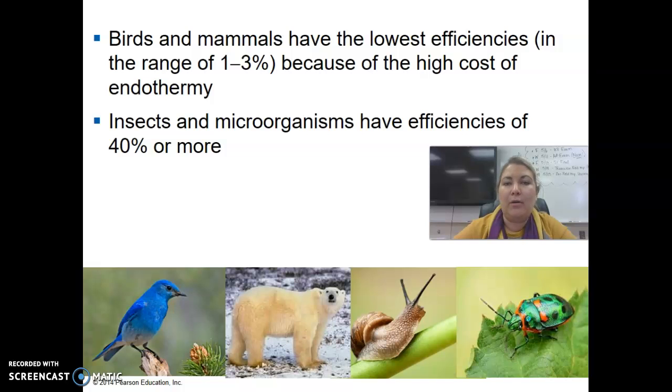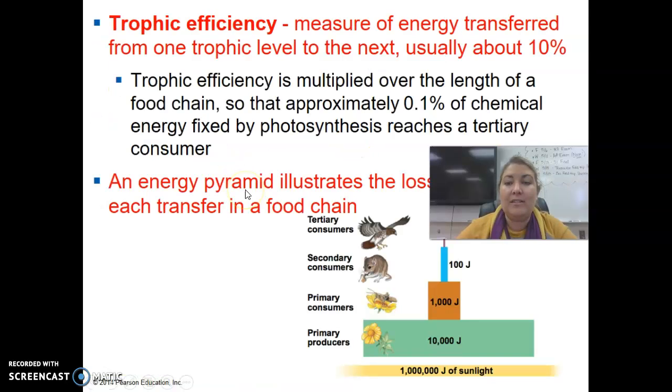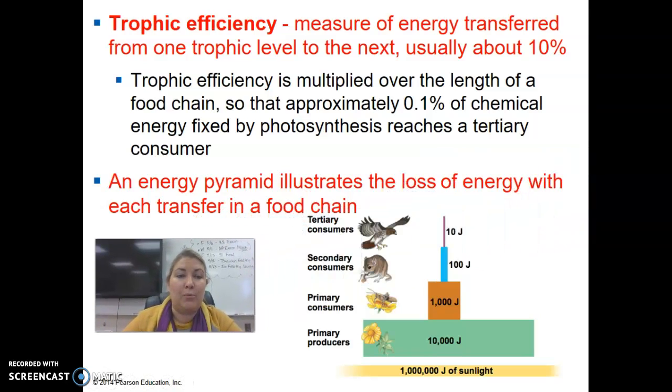Insects and microorganisms can have trophic efficiencies of 40% or more, especially really, really large ones like a snail or our caterpillars. They're actually pretty large when it comes to invertebrates. And this is basically because they don't have to spend energy keeping themselves warm. So trophic efficiency is the measure of the energy that is passed on to the next generation. We've mentioned a few times that on average it's about 10%.